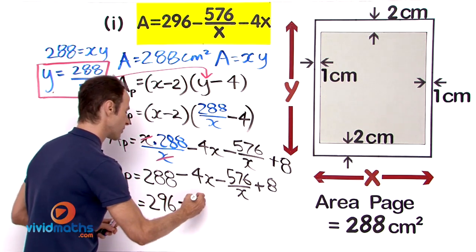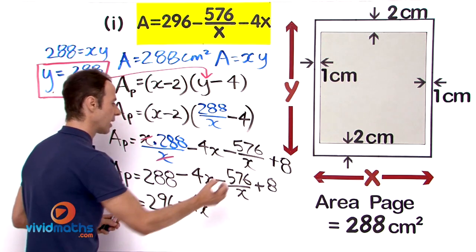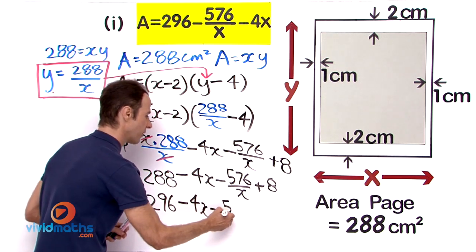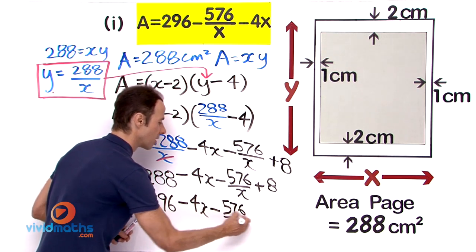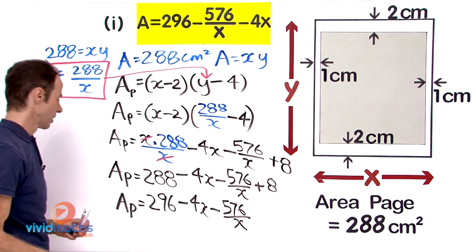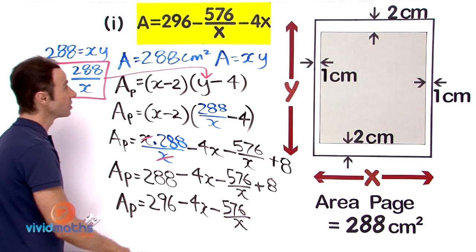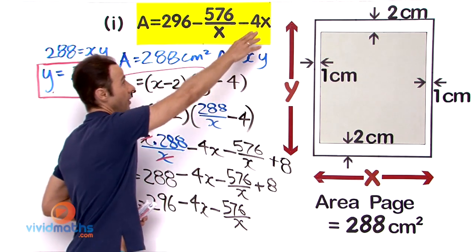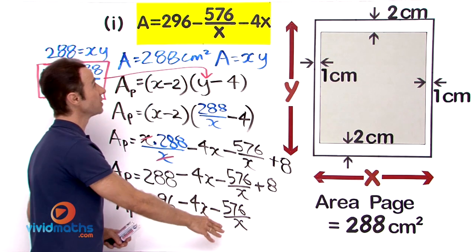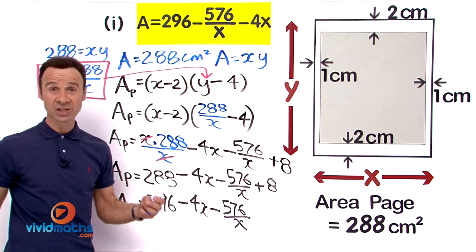Let's bring the minus 4x. And then we have a minus 576 on x. And there we go. Let's match it up. Does that match 296? Yes, that matches. We have a minus 4x. That matches. And minus 576 on x. That matches. We have a match.